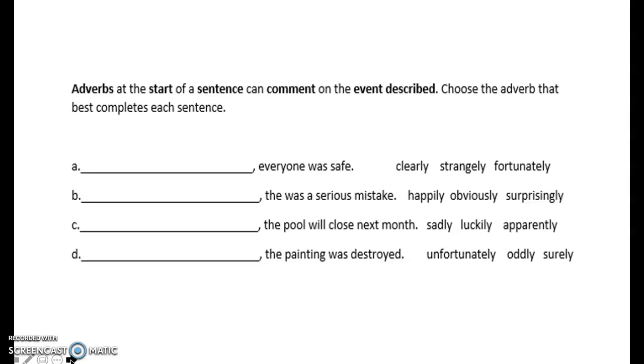Adverbs at the start of the sentence can comment on the event described. So you're going to choose the appropriate adverb and put it at the beginning. And when you do that, you remember to use a comma after the adverb. So the first one you could say, fortunately, comma, everyone was safe. Pause the video and copy the sentences out.